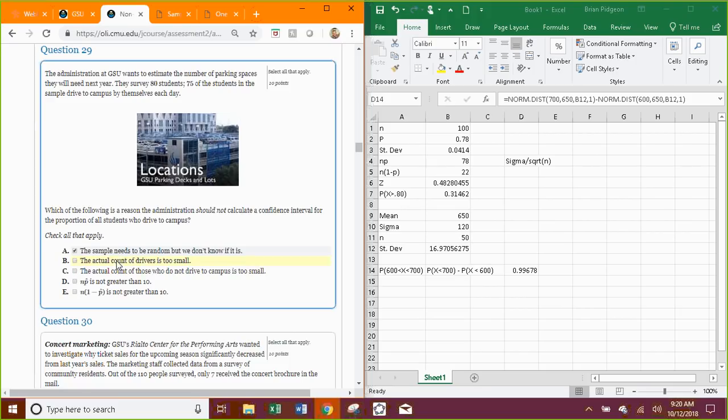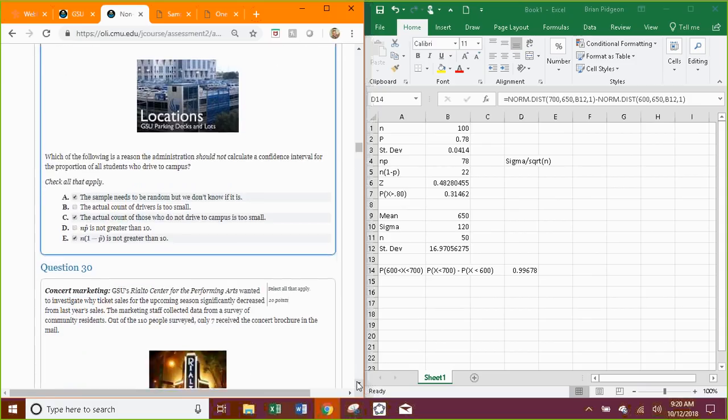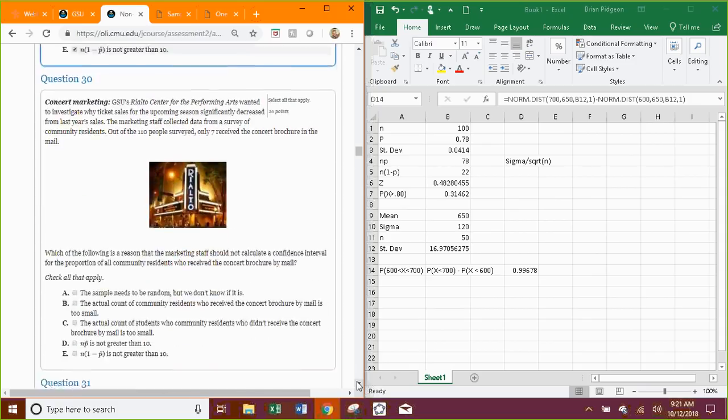The actual count of drivers is too small. So this deals with the n times p and the n times 1 minus p criteria. The number of successes needs to be at least 10, and the number of failures needs to be at least 10. But we know that 75 out of the 80 drive, so that's at least 10. But that means that there are only 5 people who don't drive. That's too small. And that means n times 1 minus p hat is not greater than 10.